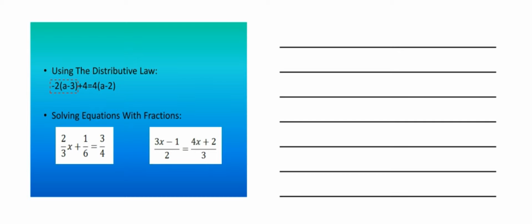Using the distributive law. In this case, we have negative 2 times in parentheses a minus 3 plus 4 outside the parentheses, which equals 4 times in the parentheses a minus 2, close our parentheses. Okay, do note, we always try to simplify the expressions if possible.